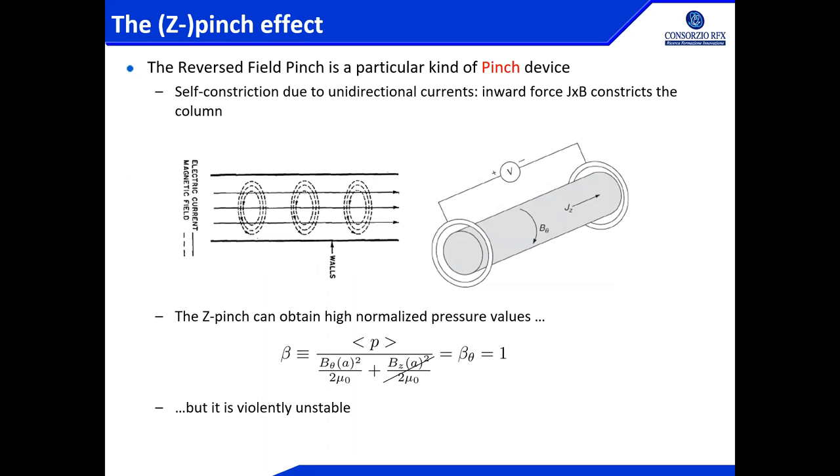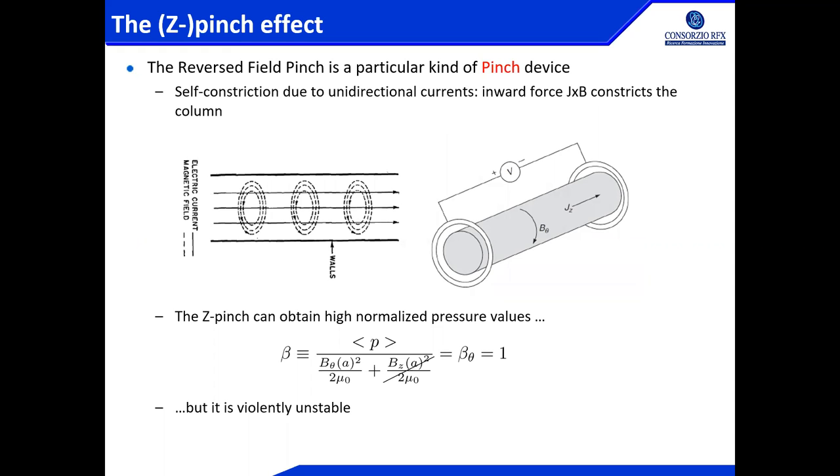Now, let me start from the name of the configuration. This is too obvious, as you have already studied, but the reversed field pinch inherits its name from the old Z-pinch experiments, in which you had the self-constriction of unidirectional currents due to the current that you have induced in a discharge. And so very high beta was possible to obtain in these discharges, due to the fact that the plasma confines itself through J cross B.